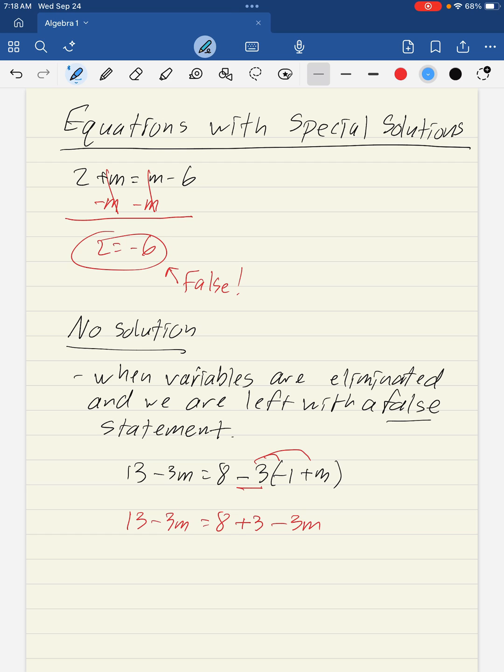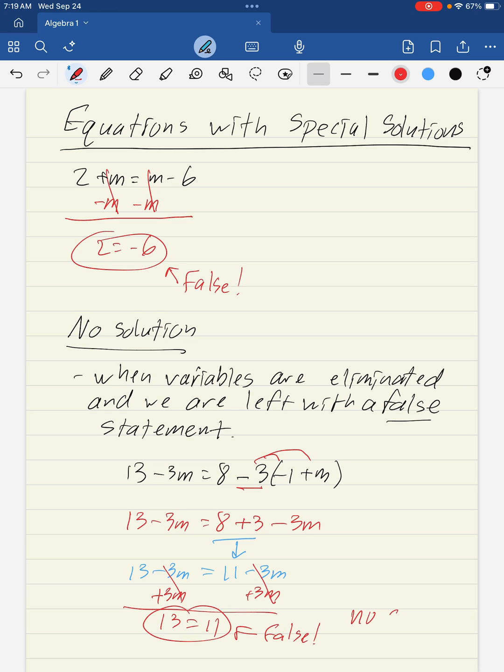And of course, we combine our like terms next. Be like, okay, well, there's 11 minus 3m equals 13 minus 3m. We want to get our m's on the same side. And again, we notice, ooh, these guys are the same. Okay, so what happens? I plus 3m both sides. They both cancel. And we have 13 equals 11. Again, that's another false one. So you write no solution.